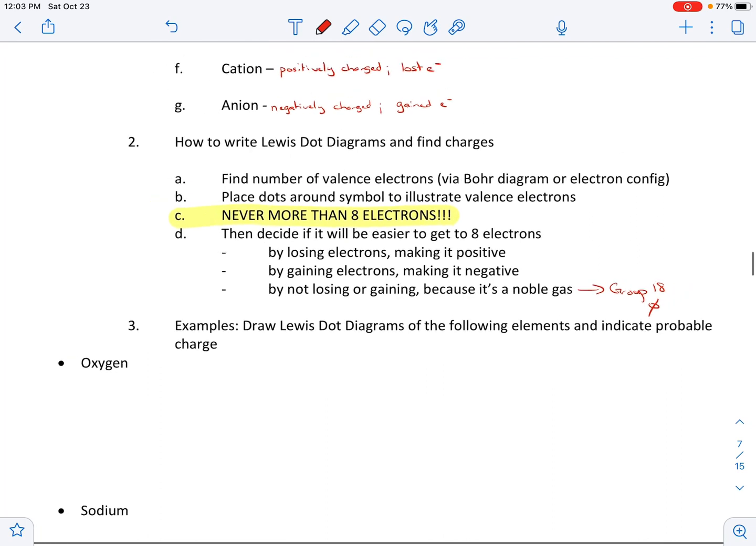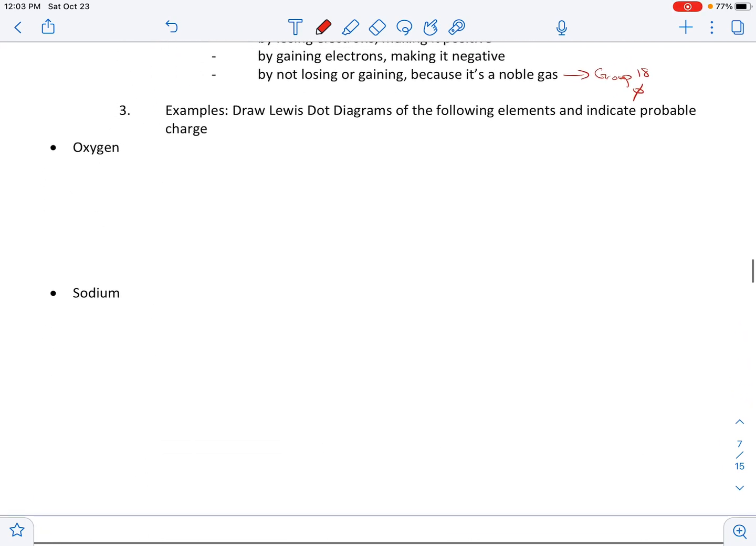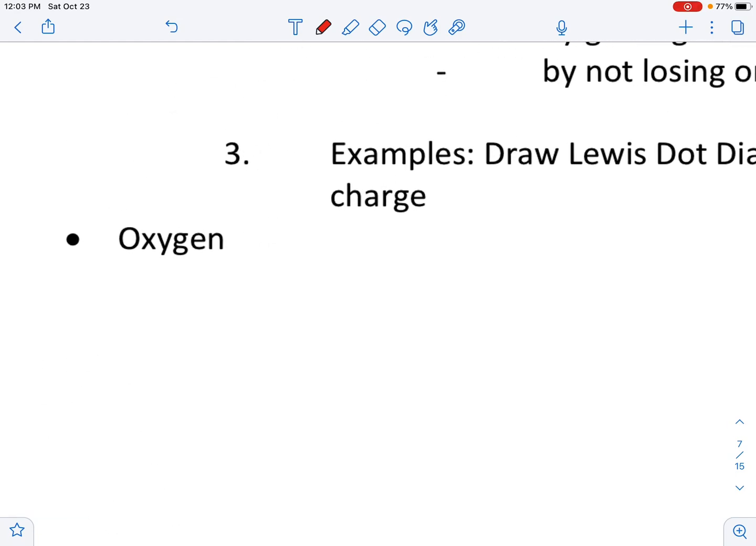So let's see what we got. Right here, we're going to start with oxygen. We can do this two ways. We can either do electron configuration or we can do Bohr diagram. For the first one, I'm going to do electron configuration. For the second one, I'll do the Bohr diagram. So we're going to start with oxygen.